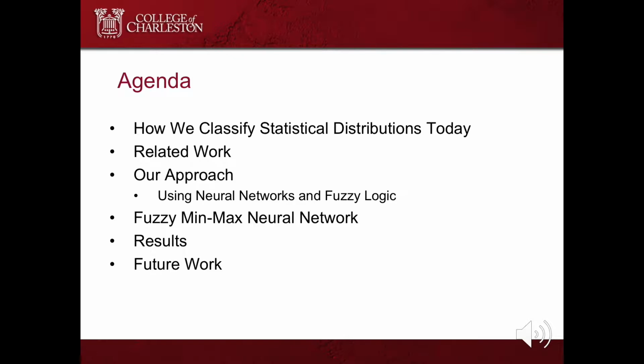This is the agenda for our presentation today. First, we will discuss how statistical distributions are classified today. Then I will present to you some related work, followed by our approach, which is using neural networks and fuzzy logic. Then we will dig a little bit deeper into our classifier, the classifier that we use for this study, the fuzzy min-max neural network, and then followed by our results and some recommendations for future work.